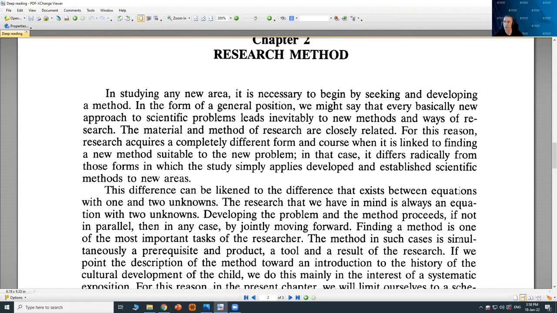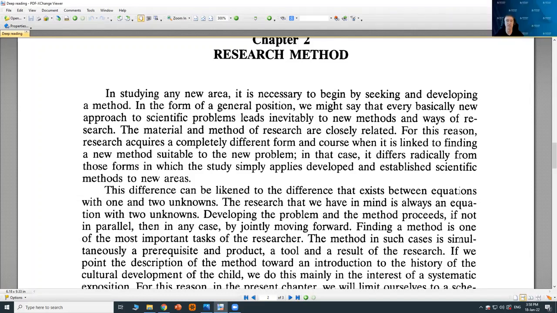And the second approach is new methods to new problems, or new problems developing new methods. What do you think Vygotsky really wants to tell us here? You can't use old methods on new problems. Yeah, you cannot use the same old method on new problems.